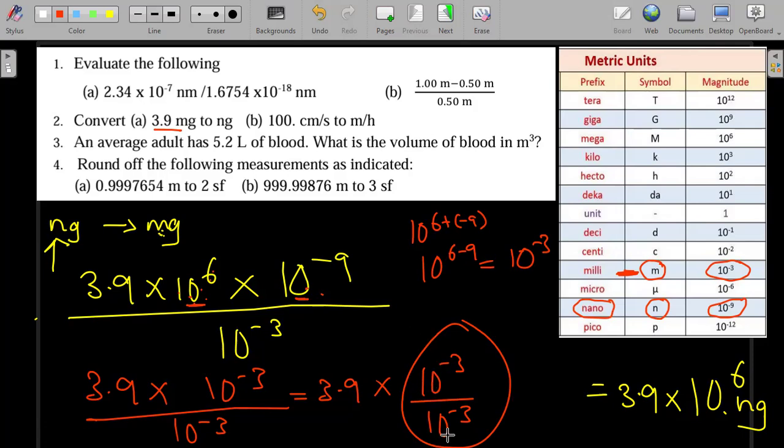Since we are dividing, we're going to subtract the powers. So we're going to get 10 to the power minus 3 minus 3, which is just 10 to the power minus 3 plus 3. So minus 3 plus 3, that is 10 to the power 0, which is just 1. So I'm just multiplying this 3.9 by 1, okay? And then since I'm converting from nanogram to milligram, that becomes my milligram. So you see how to convert, right?